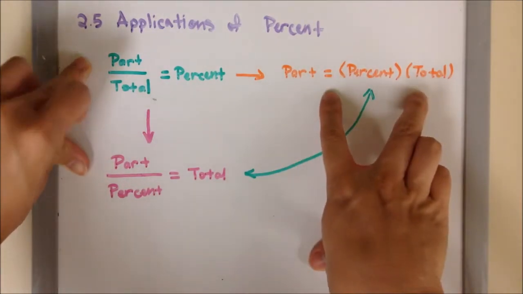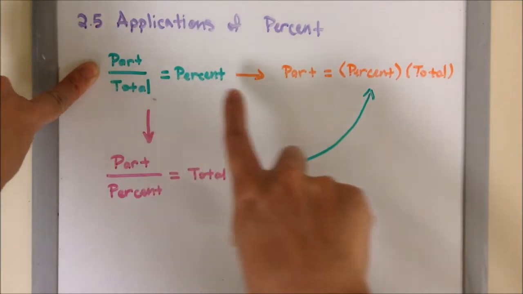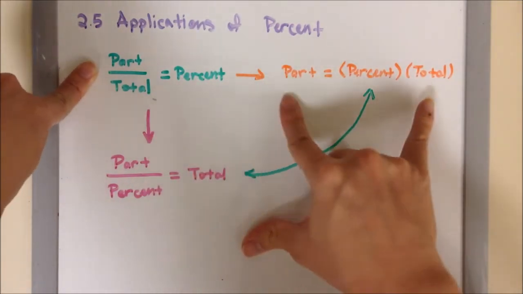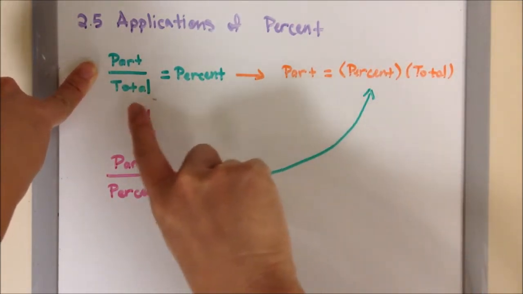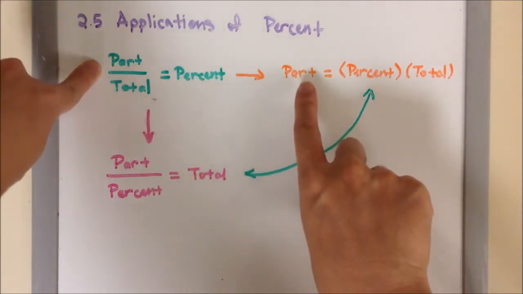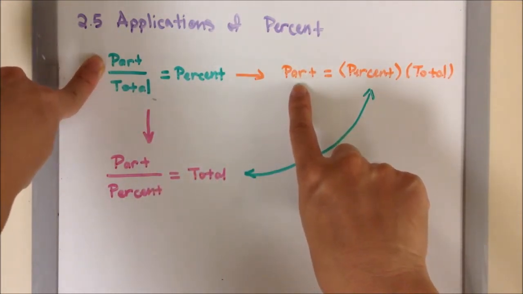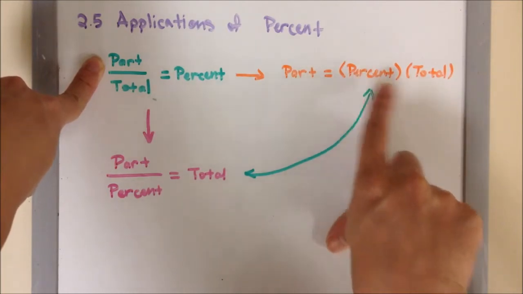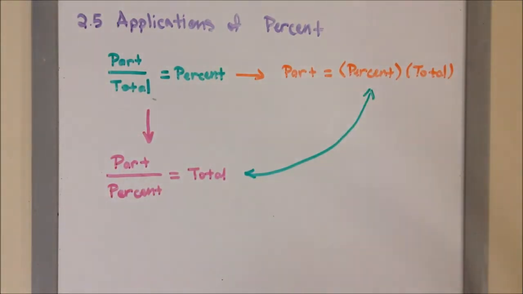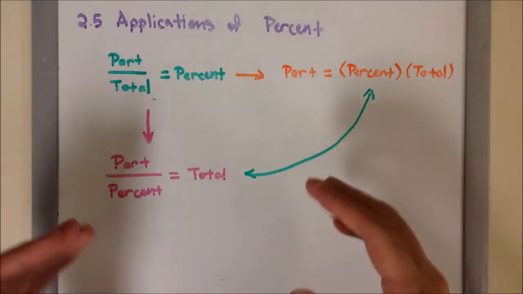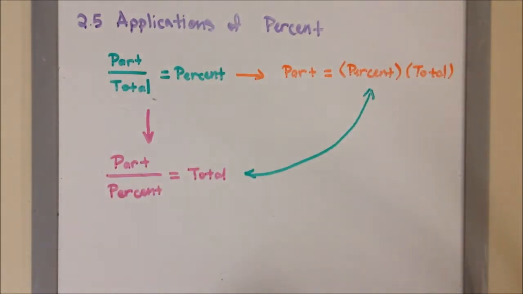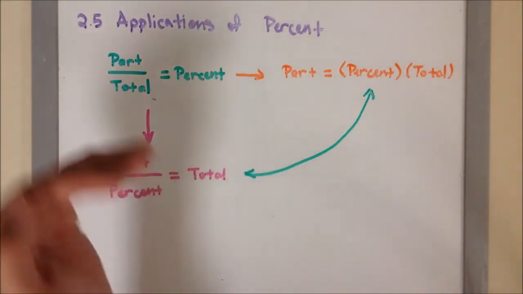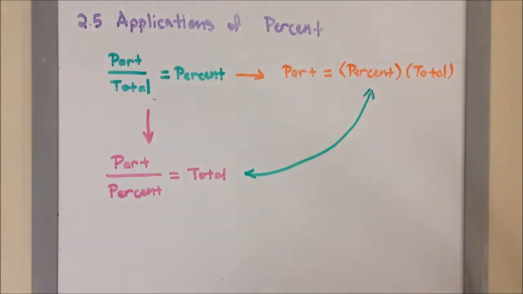Now, to go from the first formula to the second one in orange, I multiply both sides by total to get part by itself, or isolate part. So part is equal to percent times total. Again, they're all connected. It's just using basic algebra skills to isolate certain parts. Here we're looking for total, here we're looking for percent, here we're looking for part. Make sure you have this in your notes. Be familiar with all three forms.